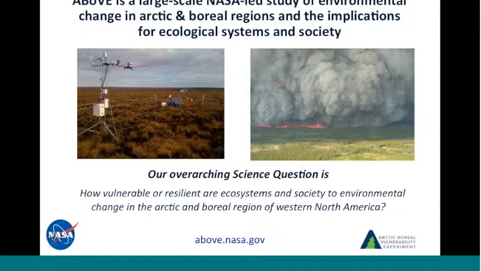The overarching science question is how vulnerable or resilient are ecosystems and society to environmental change in the Arctic and boreal regions of Western North America. And the two pictures shown here: the one on the left is a photograph of the Anaktuvuk River fire, where there's a flux tower taking measurements. That's a tundra fire on the north slope of Alaska. And the photo on the right is these large fires that took place in the Northwest Territories of Canada a couple of years ago. So you get an idea of the combustion that's taking place of the soils as well as the trees.